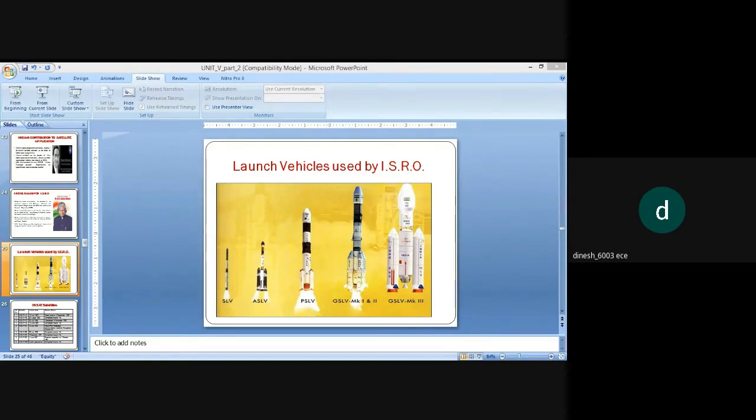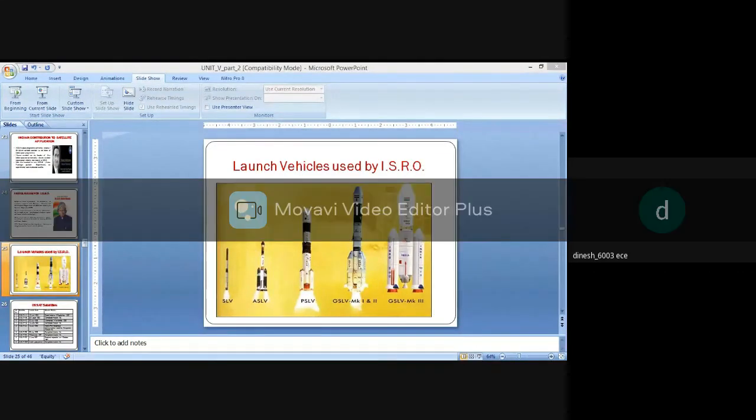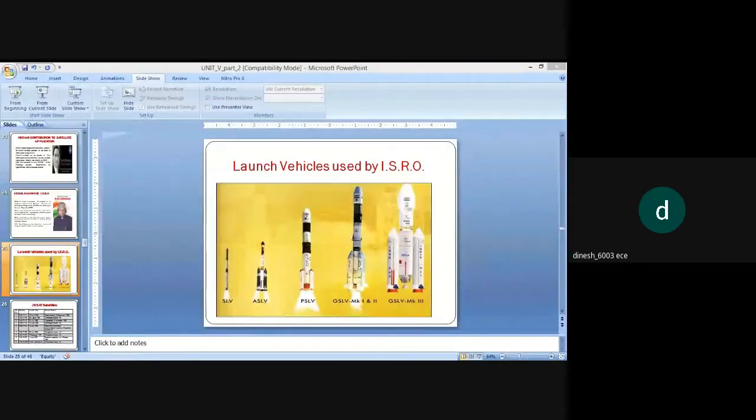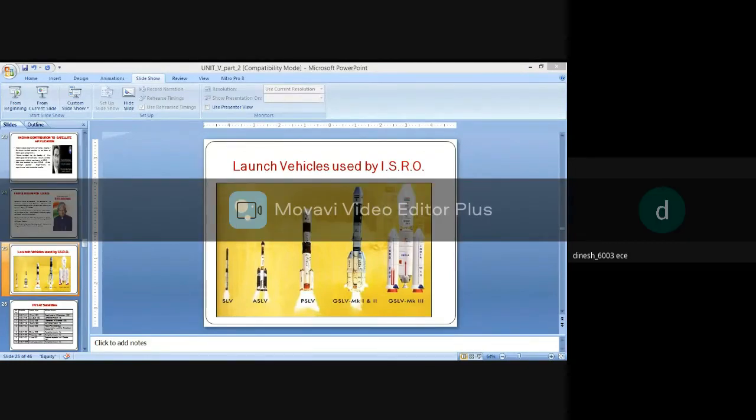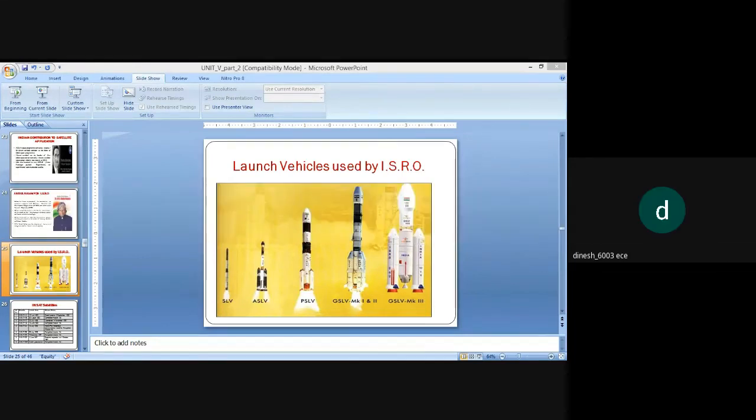INSAT 2A, launch date was 10 July 1992, India's first indigenous communication satellite, completed its mission life. INSAT 2B, launched on 23 July 1993, completed its mission life. INSAT 2C, launched on 7 December 1997, completed its mission life. INSAT 2D, launched on 4 June 1997, became inoperable on October 4, 1997. Then INSAT 2DT was launched, which completed its mission life.